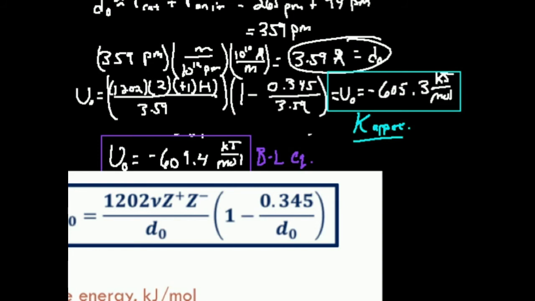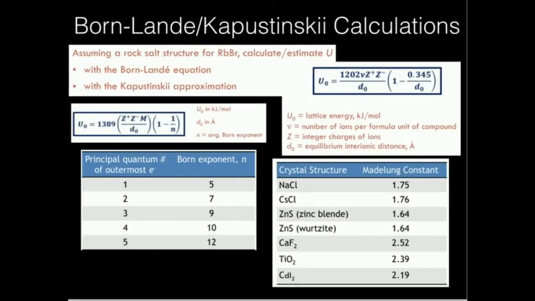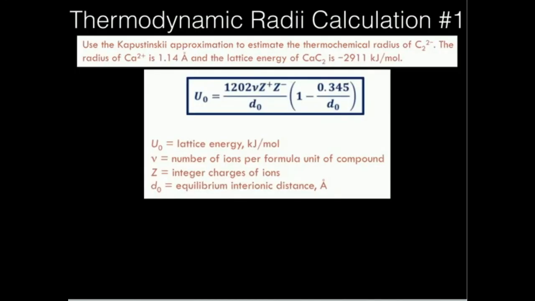Okay, and that's how you use the Kapustinskii equation to calculate the lattice energy. And like I mentioned in one of the previous videos, a lot of times we don't just want to calculate lattice energy using this. What we want to calculate is the thermodynamic radius. And that's going to be the topic of the next video. So it turns out that thermodynamic radii are really good to calculate because sometimes that's actually what we don't know. We don't know the thermodynamic radius, okay?